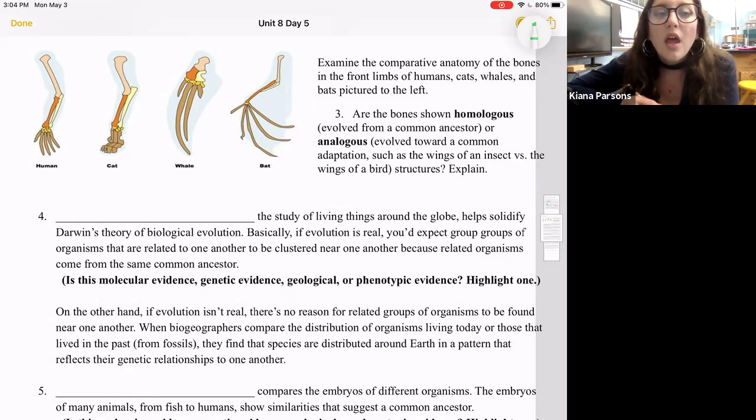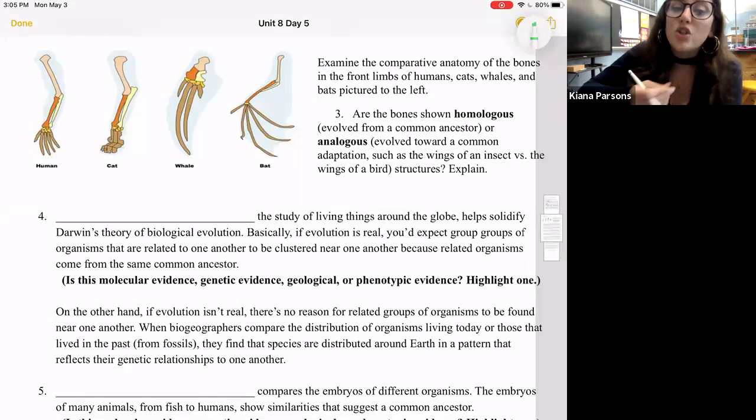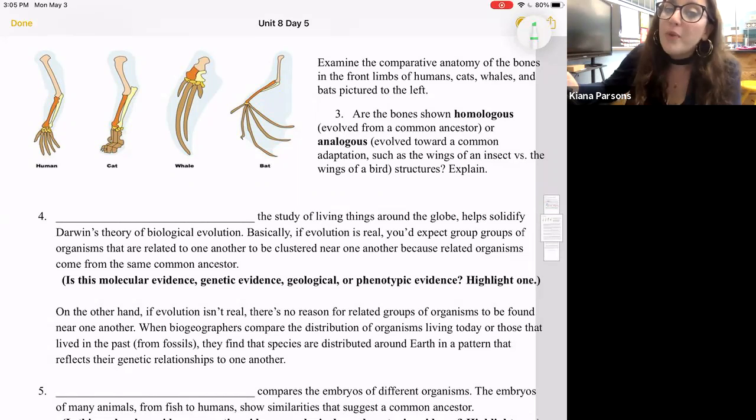So, homologous structures. This is a human, a cat, a whale, and a bat. And we can think they have the same bones, right? You can see they're color-coded. Does a human use their arm for the same thing a cat uses their arm for, the same thing a whale uses their fin for, the same thing a bat uses their wing for? No, definitely not, right? They have different jobs, but they evolved from a common ancestor.